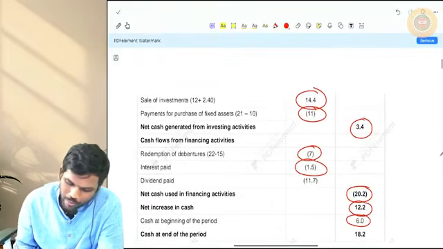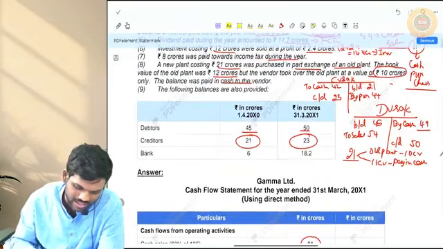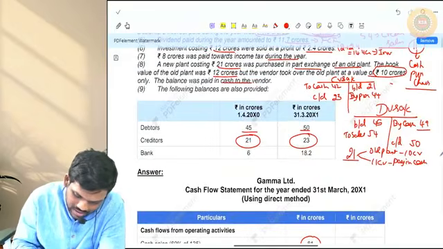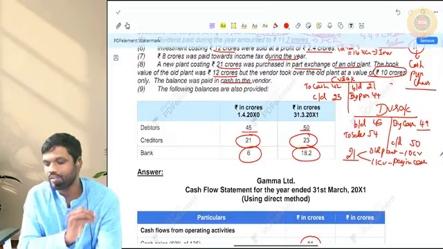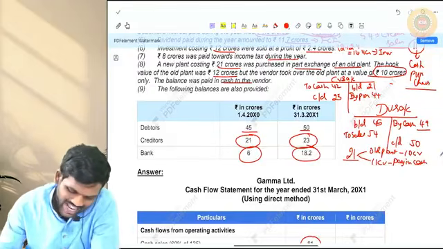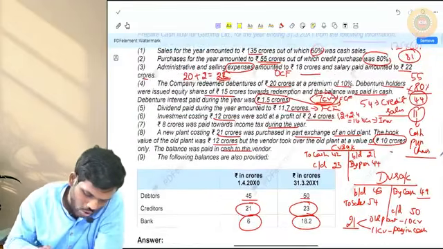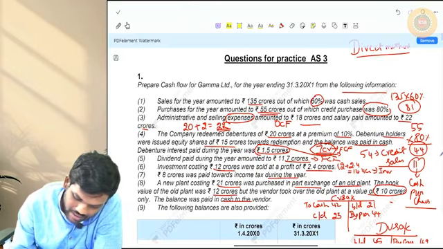To that add the opening balance. Sir, where is the opening balance given, sir? Here it's given, sir. 6. Add to that opening balance, you will get perfectly the closing balance. Your answer will tally. So this is an illustration on direct method.